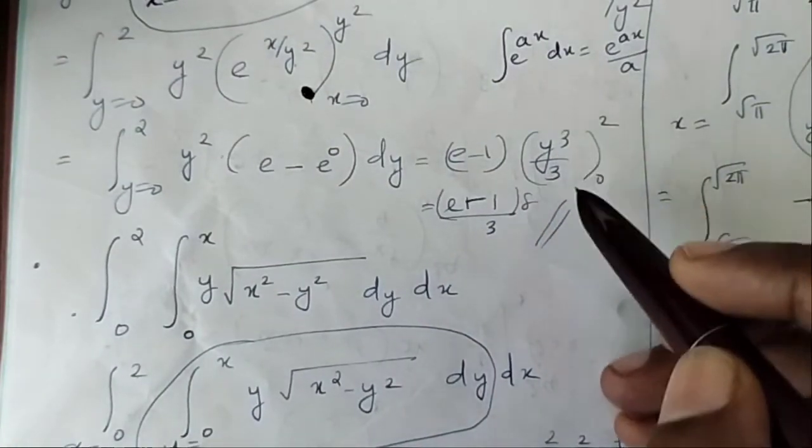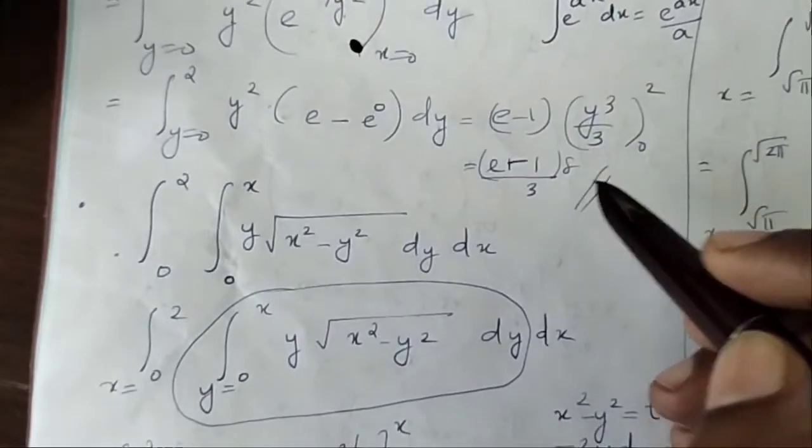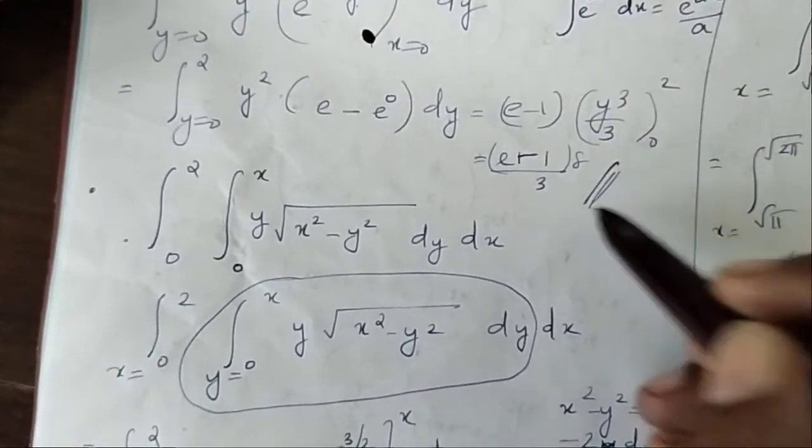Integral of y square is y cube by 3, limit from 0 to 2. So we get e minus 1 into 8 by 3. Okay, so that is the answer.